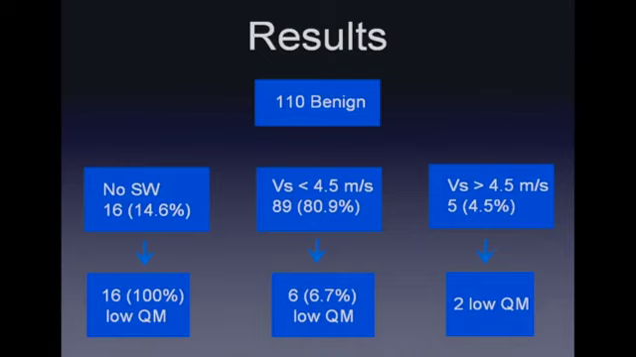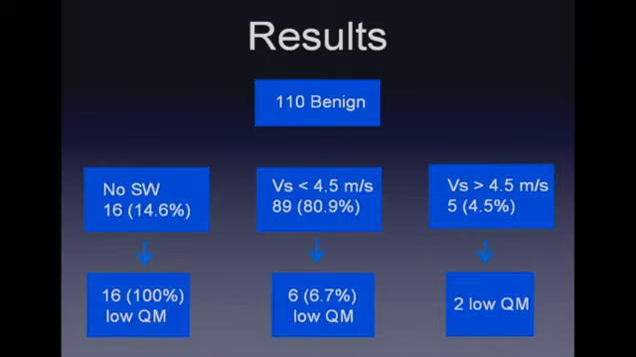Let's look at our results in a little bit more detail. If we look at the 110 benign lesions, 16 of those, or 15%, had no shear waves. That is, the map on the velocity was color-coded black. And all of these had a low-quality measure, and the vast majority of these were cystic lesions, as shear waves do not propagate well in simple cystic fluid, and therefore these are almost always color-coded as black.